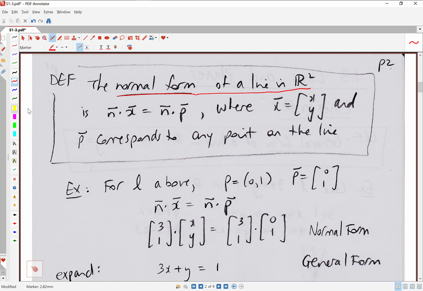So the equation that we're going to be thinking about is n dot x equals n dot p, where this vector n is our normal vector. Vector x just represents a vector of variables, so just the vector x, y. And vector p corresponds to any point on the line. So what that means, grab any point on the line and just turn it into a vector. So you could say vector p is the vectorization of any point on the line.